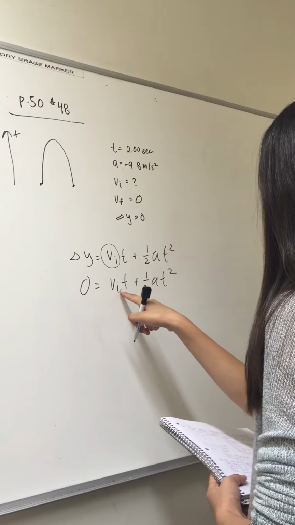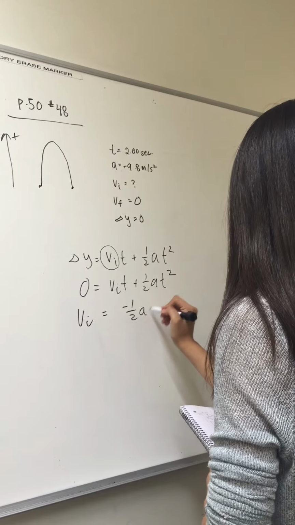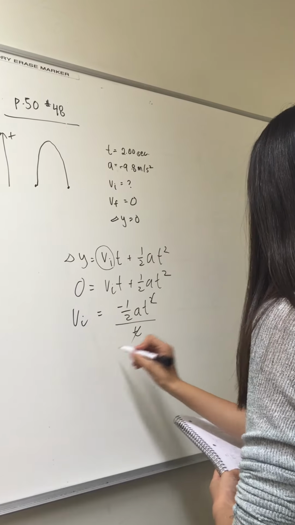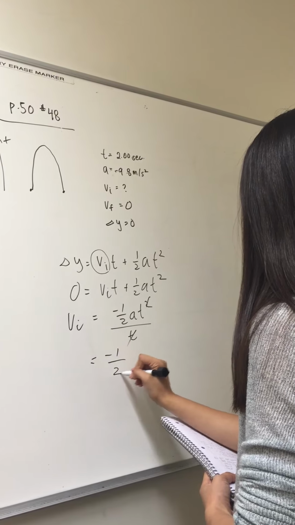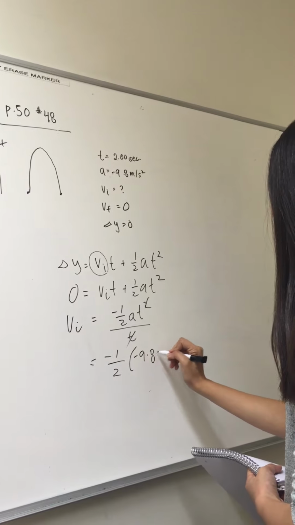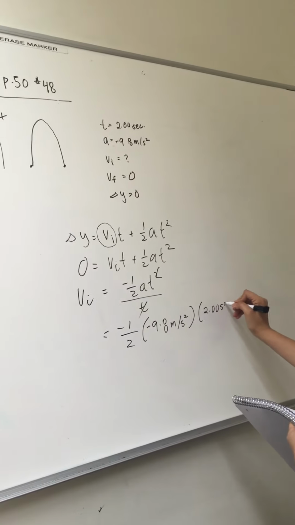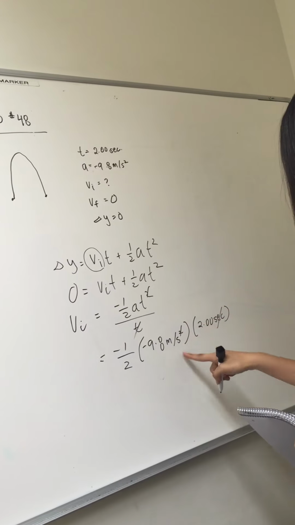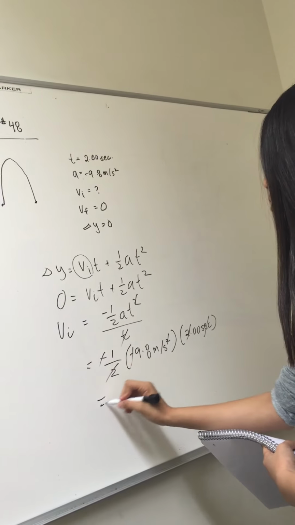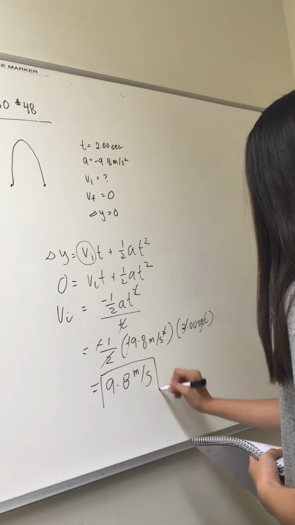And then we'll try to isolate the initial velocity, which is negative 1/2 a t squared over t. And then the t's just cancel out. And then we'll try plugging in the acceleration and time, which is negative 9.8 meters per second squared times 2.00 seconds. So the seconds cancel out, the 2 cancels out, the negative cancels out, and all we're left with is 9.8 meters per second for our initial velocity.